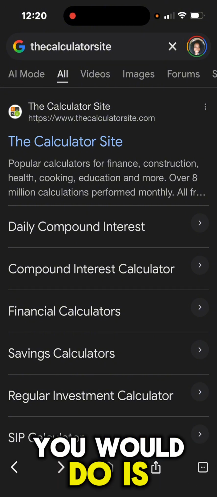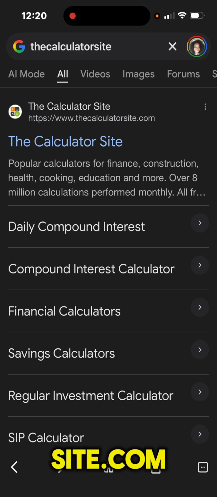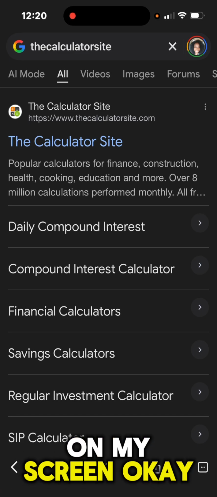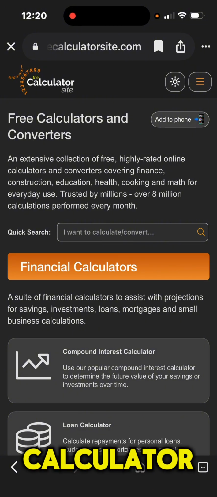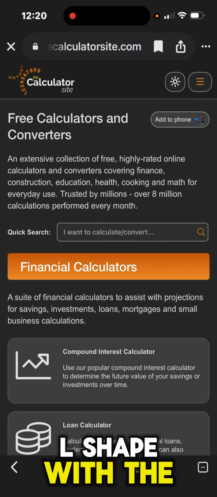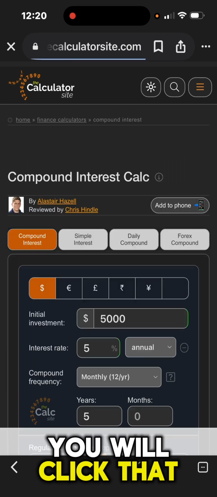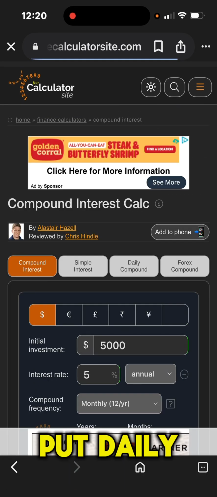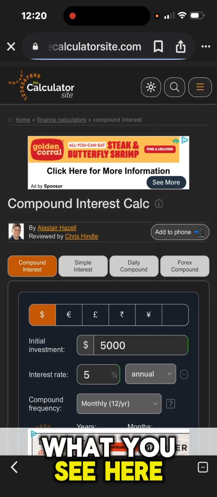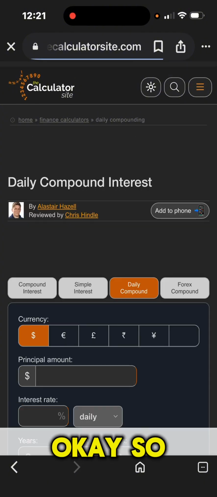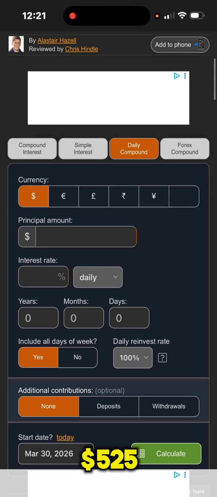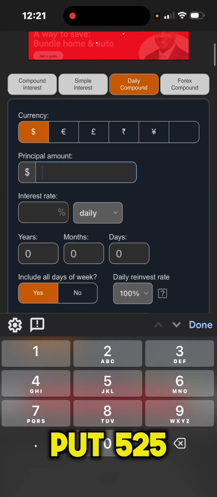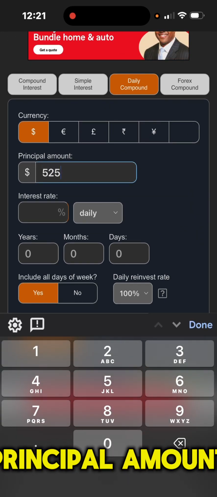So the first thing you would do is go to the calculatorsite.com, which you see here on my screen. And then you will click where you see compound interest calculator, which is like that L shape with the arrow. You will click that. And then you're going to put daily compound, which you see here at the top of the screen. And like I said, I want to start with $525, so we're going to put 525 in the principal amount.